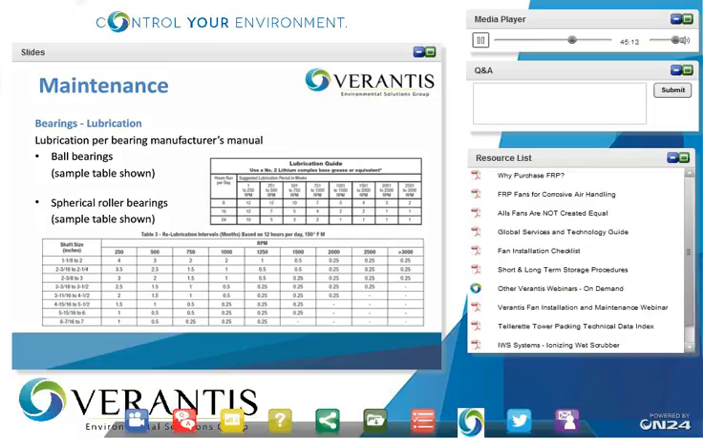The sample of the bottom table shown there is of spherical roller bearings. If you're running 1500 RPM, say a 3 7/16 shaft, that's the fourth one down, you would lubricate every 0.25 months, so it would be once a week.